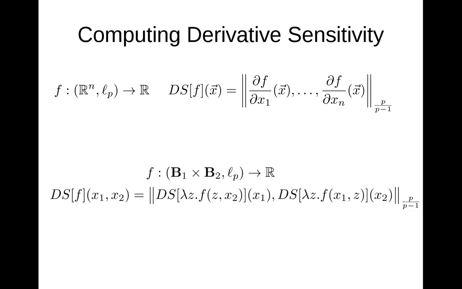We also have a combinator property. So let's say we have a Banach space, which is really a Cartesian product of two Banach spaces, and the norm on this Banach space is also a combination of the norms on these component spaces with an LP norm. And in this case, we can again compute the derivative sensitivity of f as a combination of the derivative sensitivity of f restricted to the first component and the derivative sensitivity of f restricted to the second component.